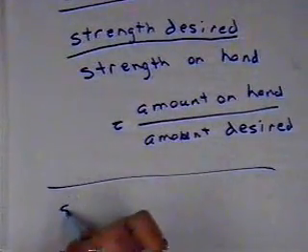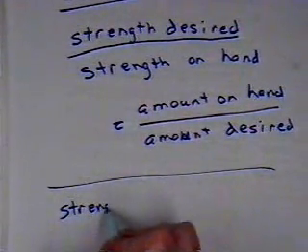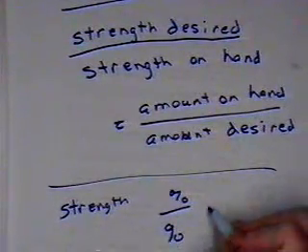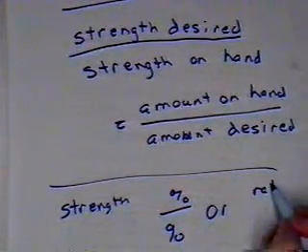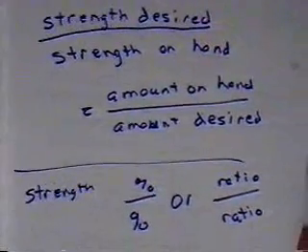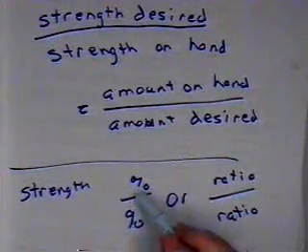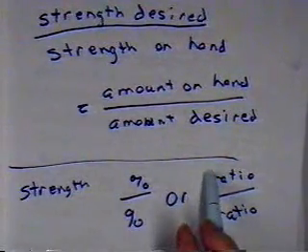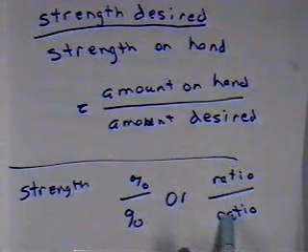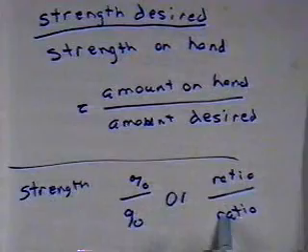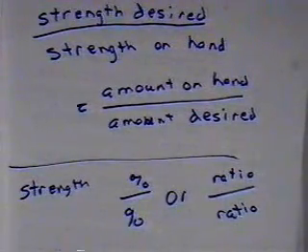Now the strengths, you can put a percent over a percent, or you can put a ratio over a ratio. But they have to be the same. If you have a percent on the top, you have to put a percent on the bottom. If you have a ratio on top, you have to put a ratio on bottom. The strength can be percent over percent or ratio over ratio, but they have to be the same.